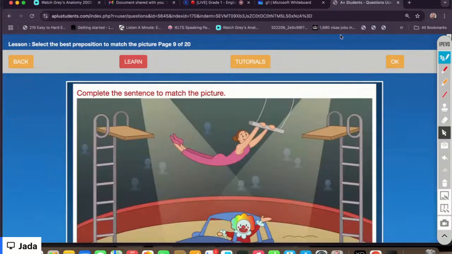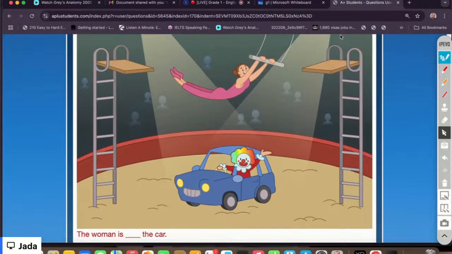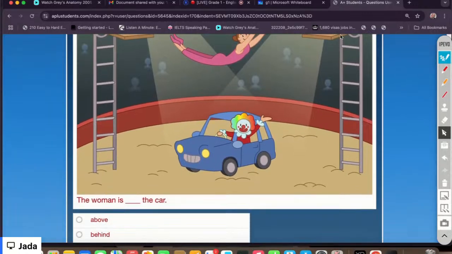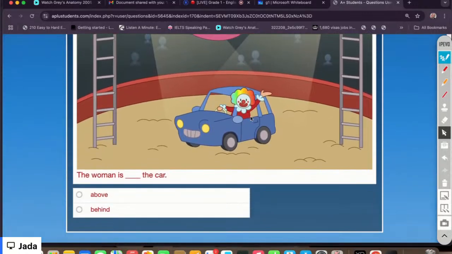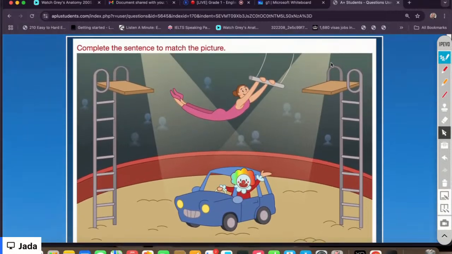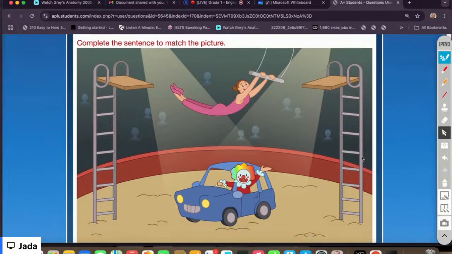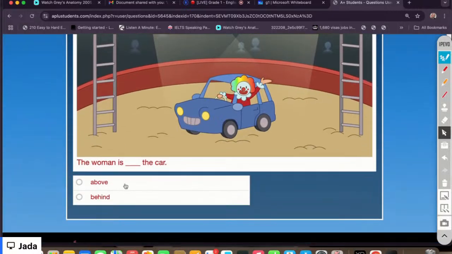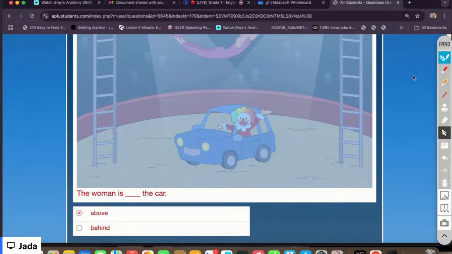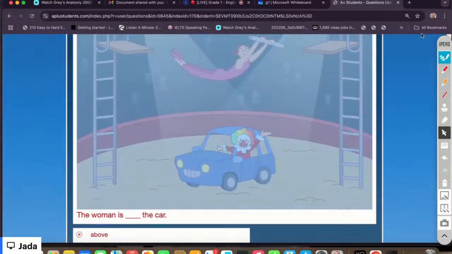So we have this also. We have the woman is dash the car. So is the woman behind or above? So look at the woman here. Look at her. Is she behind the car or is she above? So the car is under. So the woman is what? Above the car. So she's on top. That's what it means. So when you say above, it just means like up. Okay? So just like the picture here.